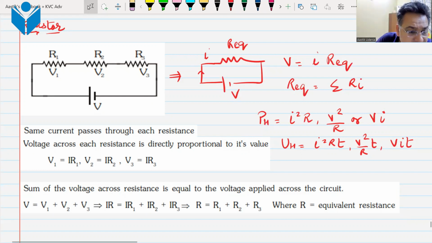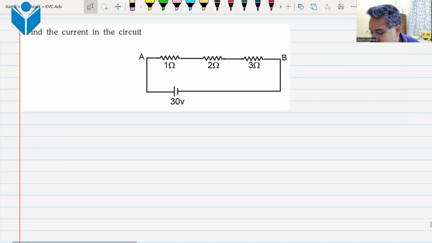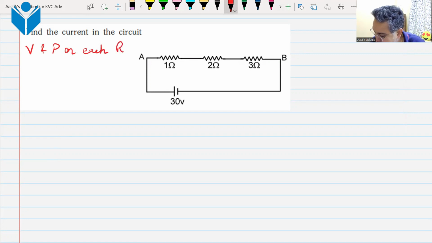And solve this question. In this question, they have only asked to find out the current in the circuit, but apart from finding out the current, you also tell me the potential drop across each resistor, and you also tell me the power dissipated in each resistor. So apart from current, you have to tell me what is the voltage and what is the power in each resistor. Do we understand? Yes, sir. I will give you a minute to note this down to solve this problem.